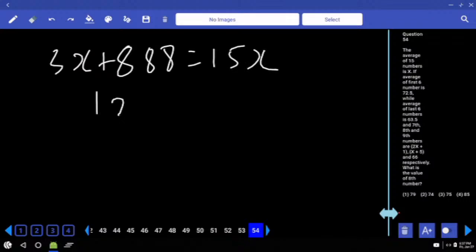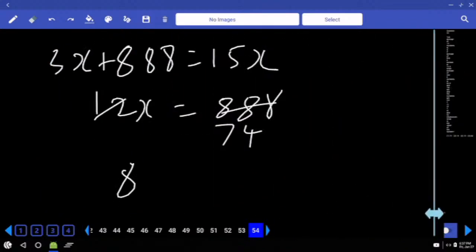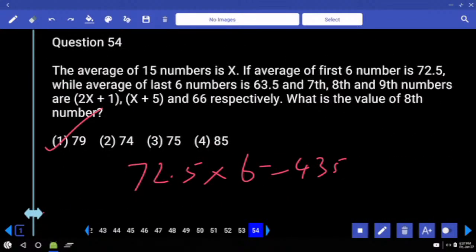15x. That means 12x equals 888. This is what? 74. Okay, what is being asked? The eighth number is what? 74 plus 5 is how much? 79. That's your answer. Okay, a simple question only this is.